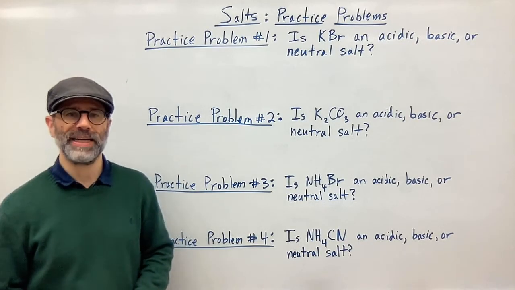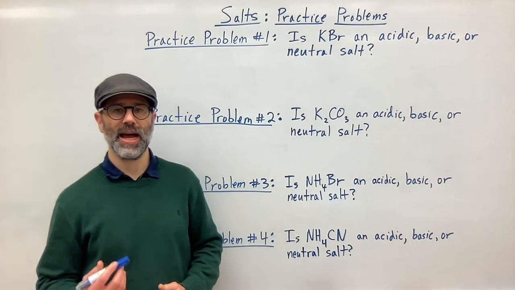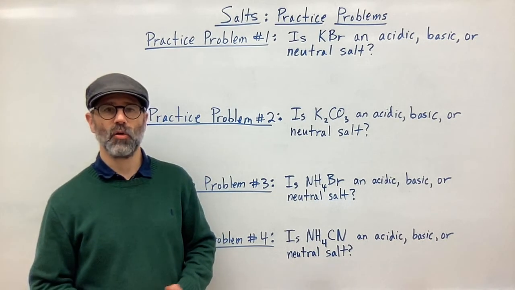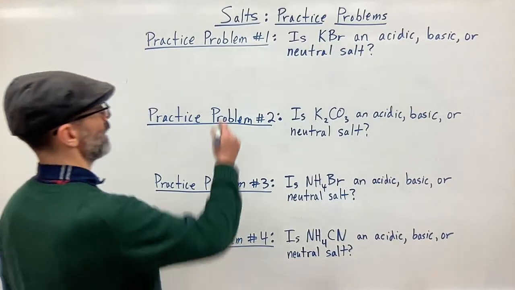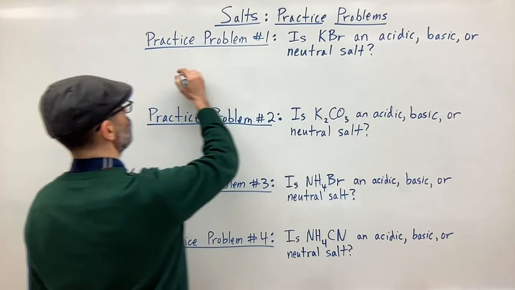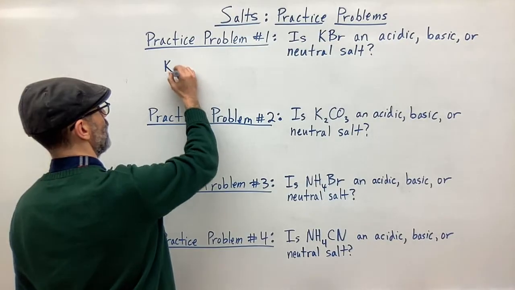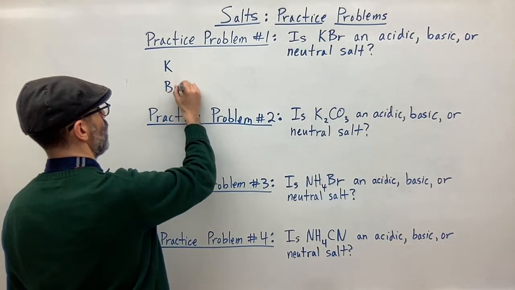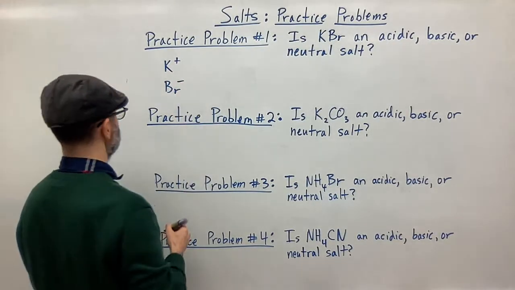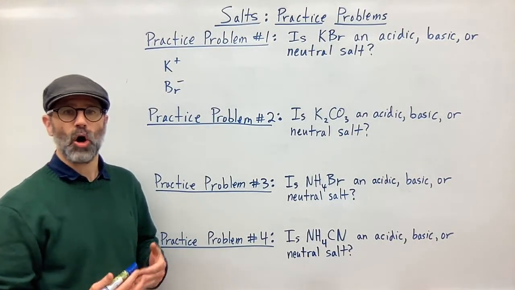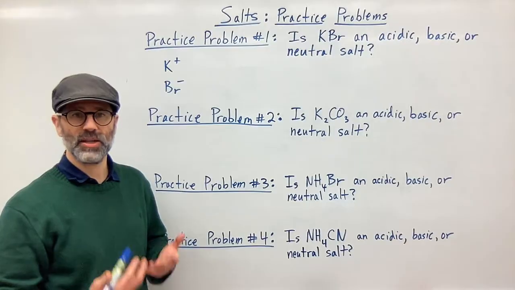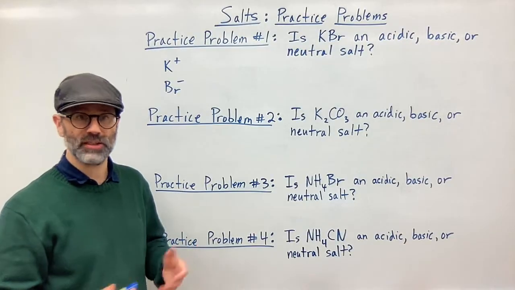So problem number one, is KBr an acidic, basic, or neutral solution? First thing you want to do is break KBr down into its two ions. So we've got K and we've got Br, so K plus and Br minus. And so we want to think about, okay, where did these come from? What acid or base are these conjugates of?